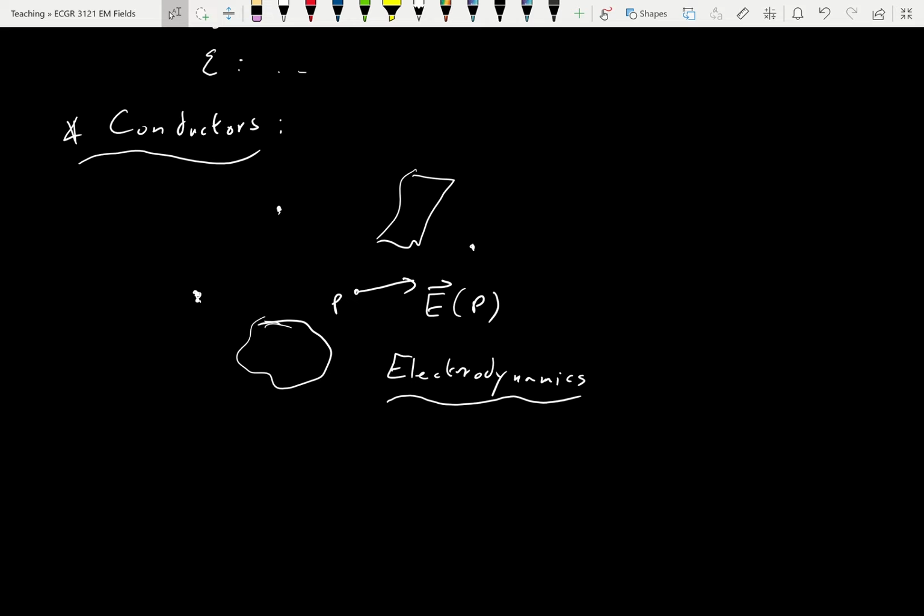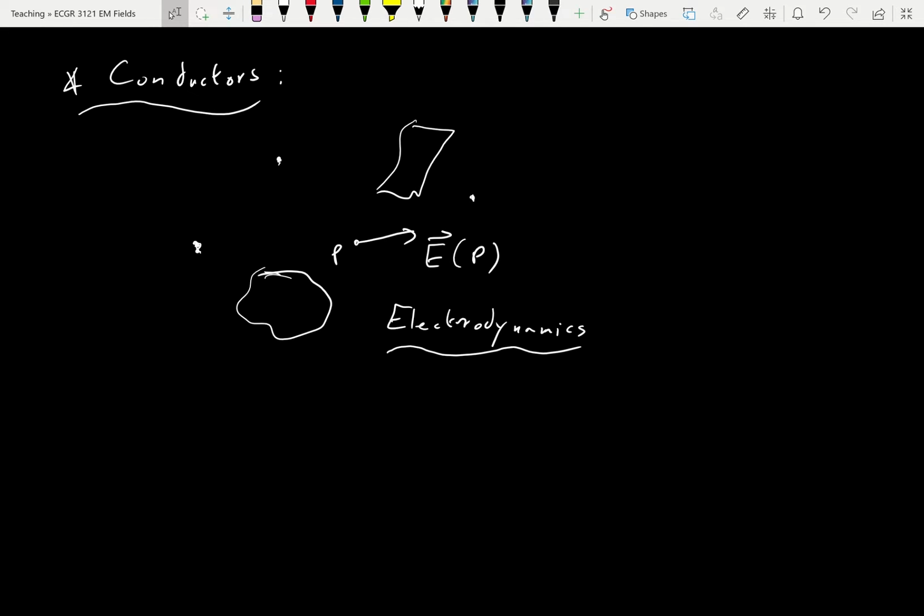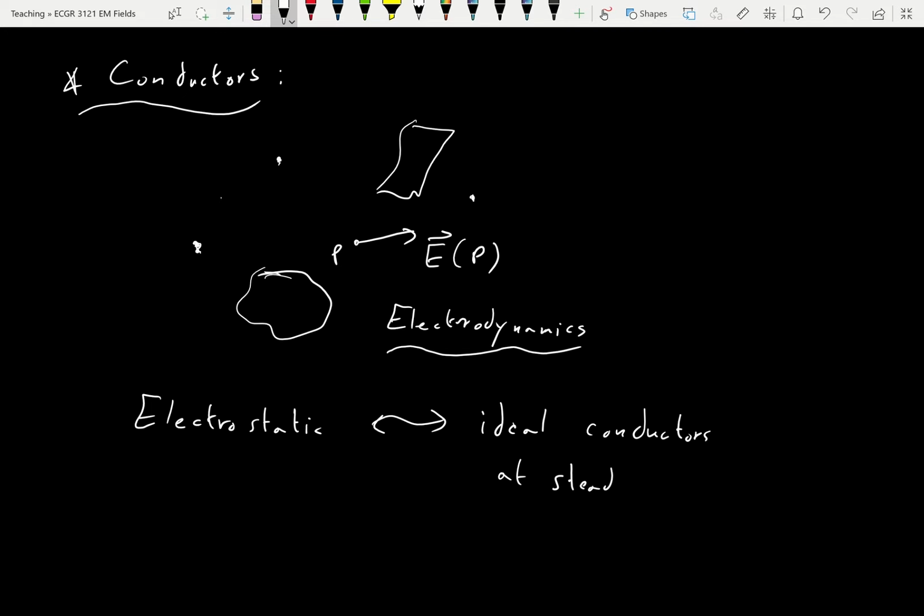But even within electrostatics, we can still talk about how electrostatics interacts with what are called ideal conductors. Right? How electrostatics interacts with ideal conductors at steady state. So what happens is that if an electrostatic field interacts with an ideal conductor, the charges within the conductor move, but then they stop after a point. They reach some steady state.